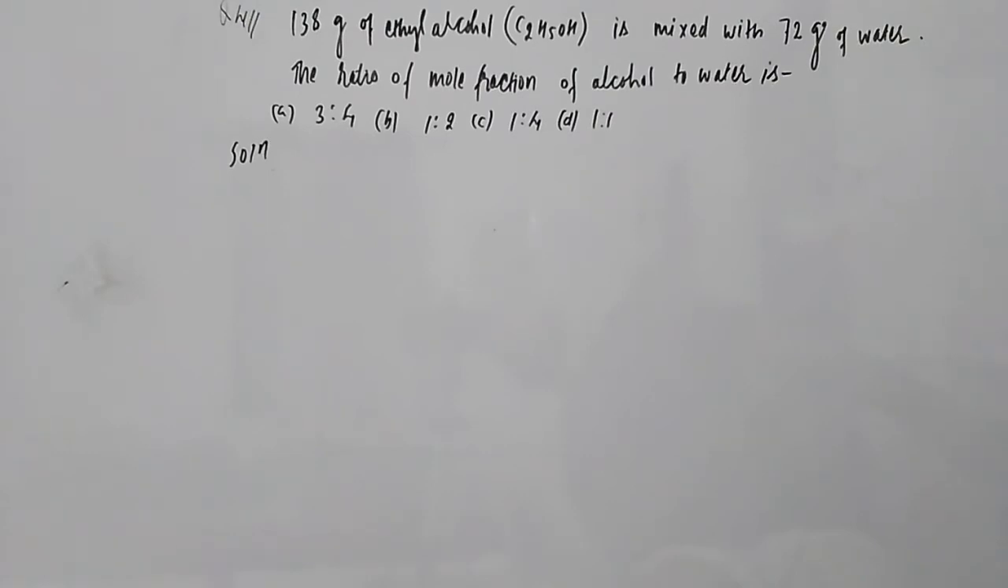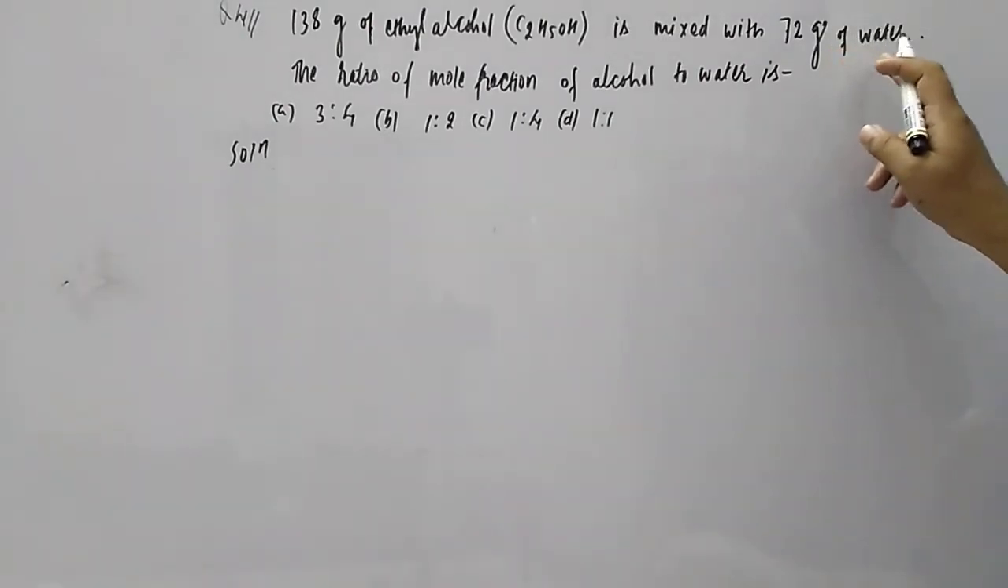Hello, good evening friend. Now let us see question number 4. That is also a very easy problem. 138 gram ethyl alcohol is mixed with 72 gram of water.